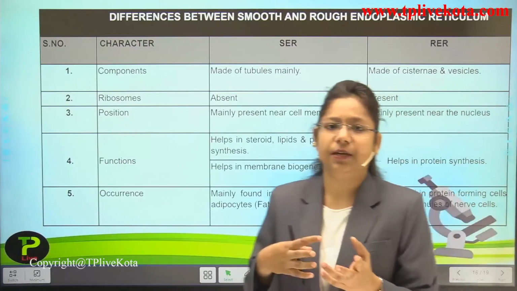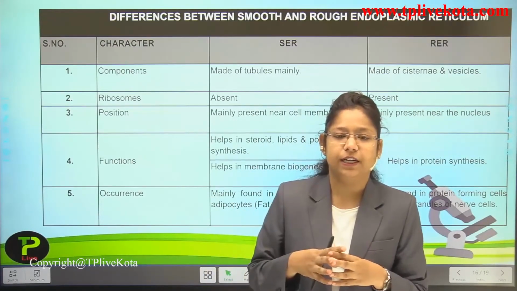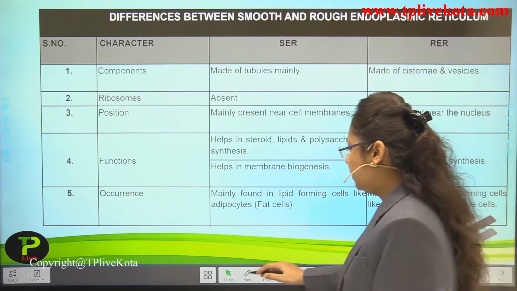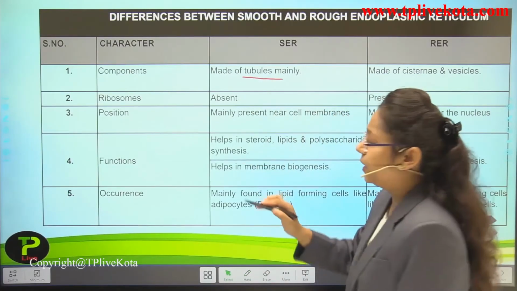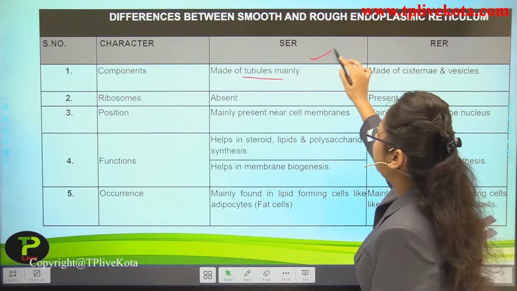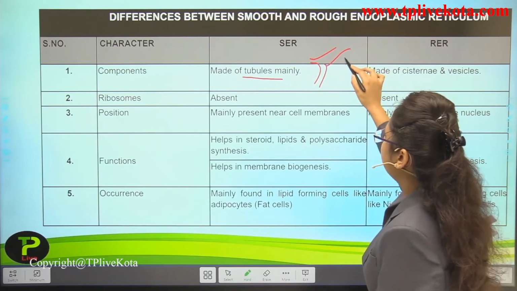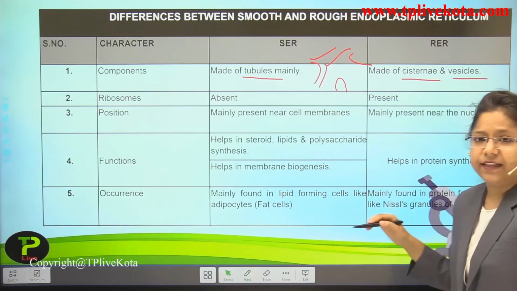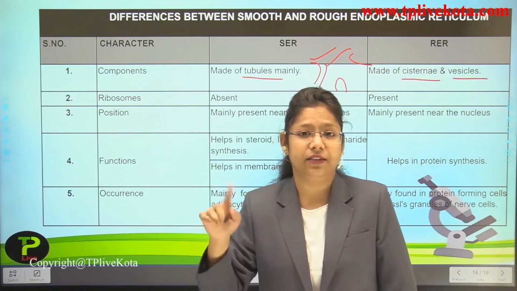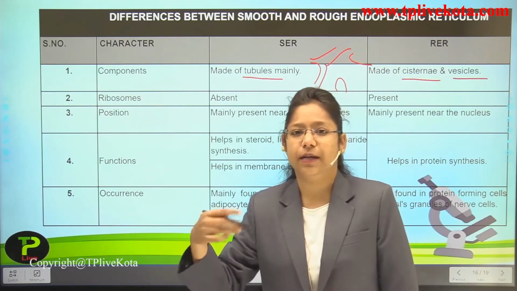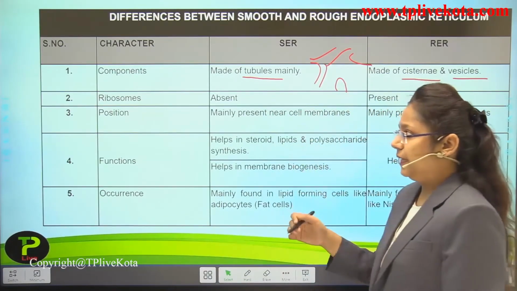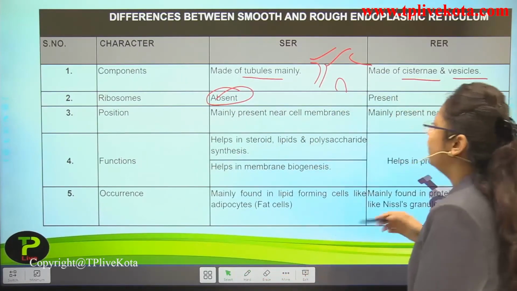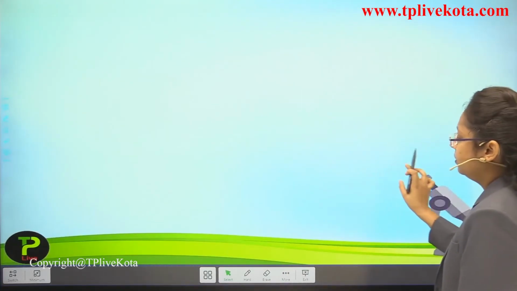We are going to discuss the differentiation between the smooth endoplasmic reticulum and the rough endoplasmic reticulum. So what are the great differences between the two? First, you have to see that the smooth endoplasmic reticulum is made up of only tubules. It has only a tubular structure like this. Now the rough ER is made up of cisternae and vesicles. Why? Because you have seen that in both cisternae and vesicles, the ribosomes were present. Now moving on to the next point, ribosomes will obviously be absent on the SER, and for the RER they are present.